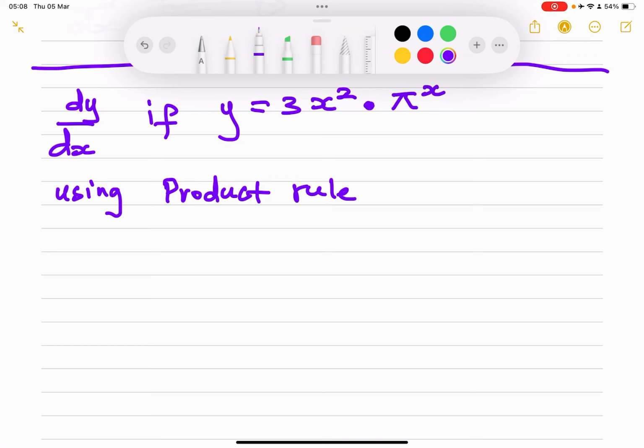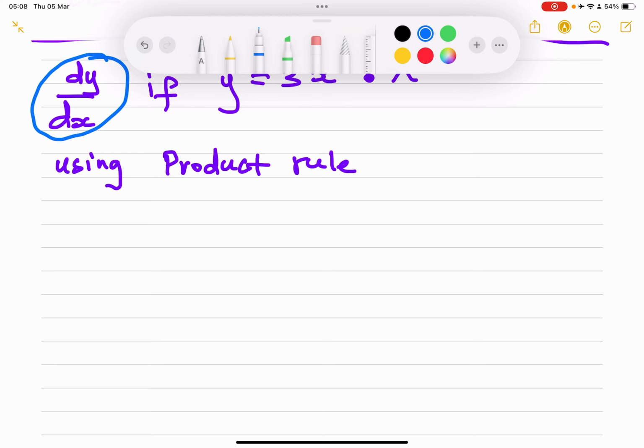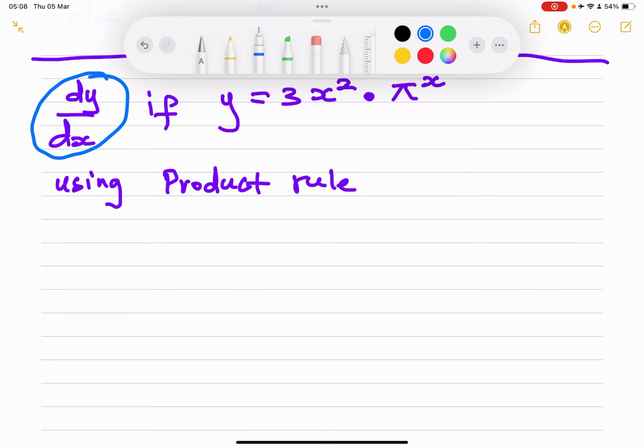In this question, we are asked to find the derivative of y with respect to x using the product rule. Ladies and gents, we need to do this. We need to firstly assign our parts. So remember, we use u and v. The first function, I'll call it u. So my u would be the first function, which is this one.